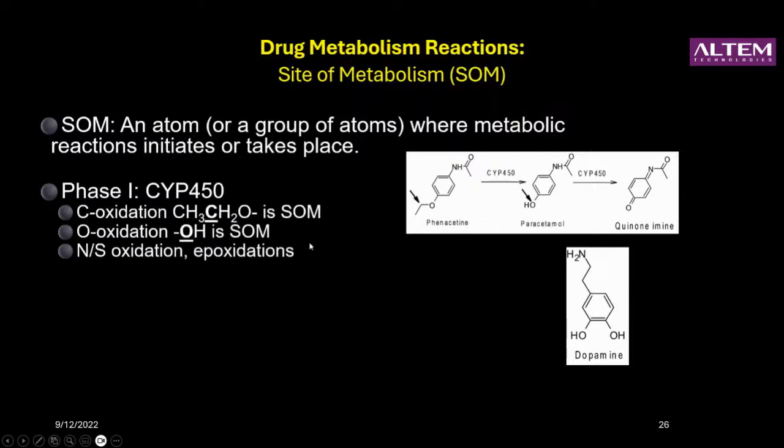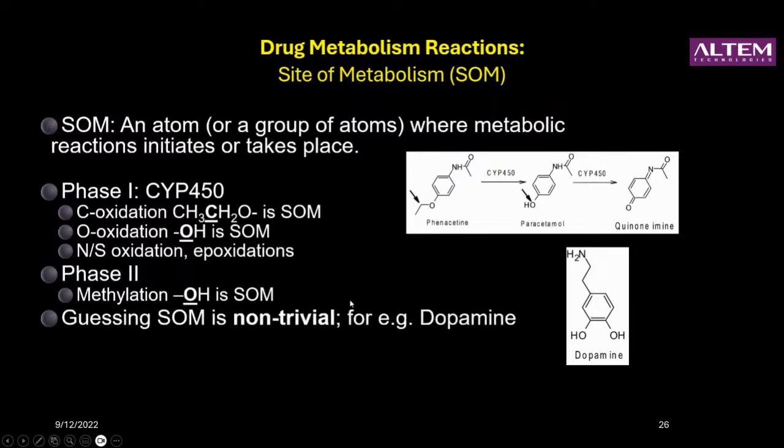So by looking at this, you will say that, oh, predicting metabolism is relatively easy. So one could do that. But no, guessing site of metabolism is non-trivial. For example, in the case of dopamine, can you predict which of these groups will undergo metabolism, whether this hydroxyl, this, or some of the benzene carbons, or the nitrogen in the molecule? So the site of metabolism is any one of those hydroxyl groups.